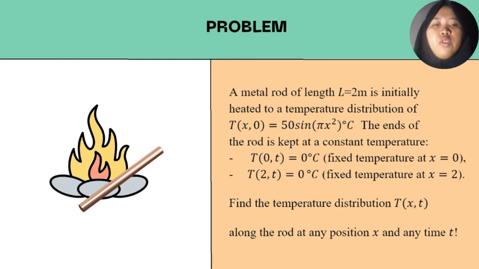And then the problem we are going to discuss is a metal rod of length L equal to 2 meters, initially heated to the temperature distribution of T(x,0) = 50 sin(πx/2) degrees Celsius. The ends of the rod are kept at constant temperature: T(0,t) = 0 degrees Celsius, fixed temperature at x equals 0, and T(2,t) = 0 degrees Celsius, fixed temperature at x equals 2. Find the temperature distribution T(x,t) along the rod at any point x and any time t.